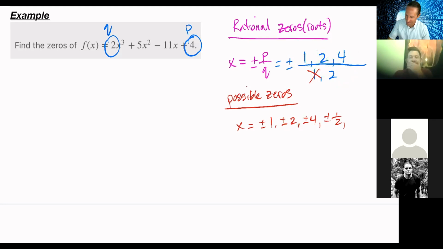So in this case, these are all of our possible options, which is how many? 4. Ah, actually, I got you. It's 8. Do you see why? Plus or minus. The negatives and the positives.